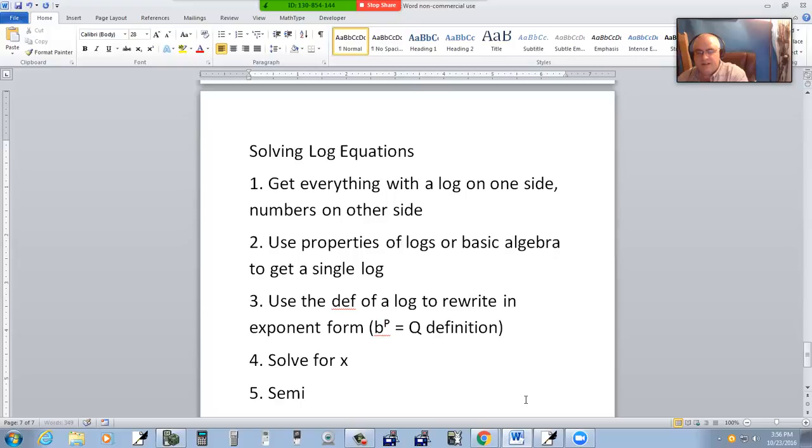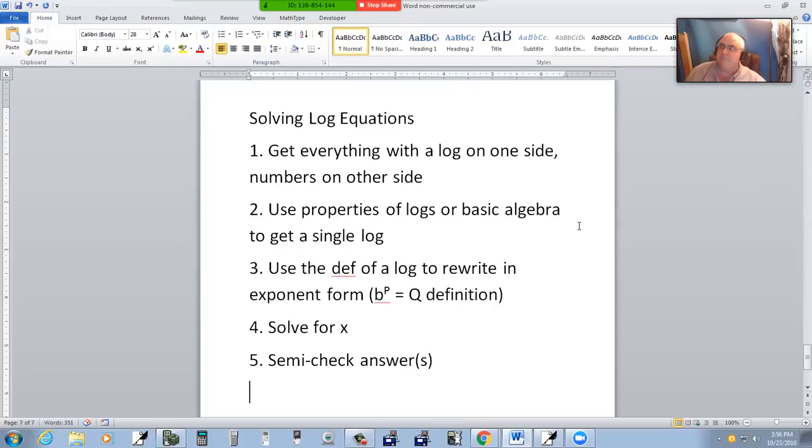Step 5, semi-check your answers. You don't have to fully check them, but you have to semi-check them. Now I'll talk more about what that means.